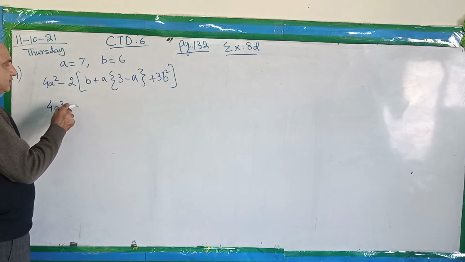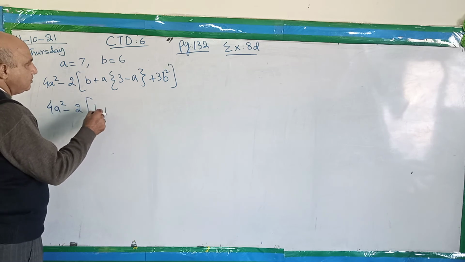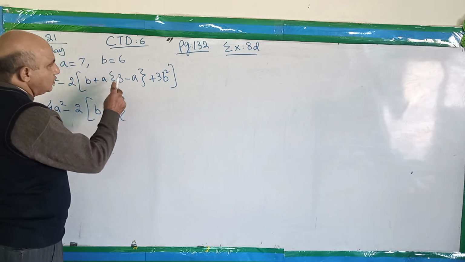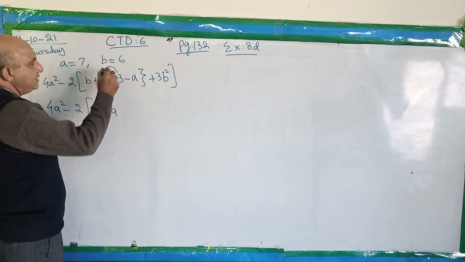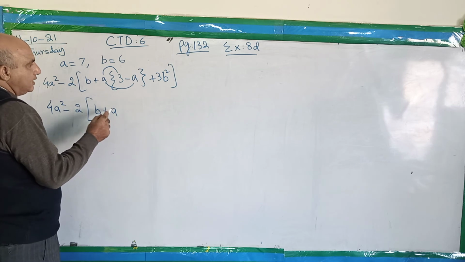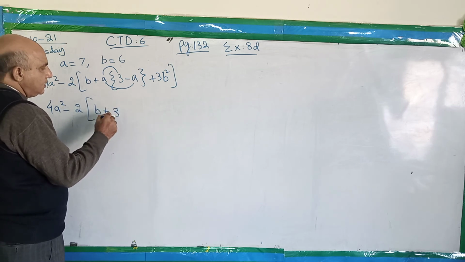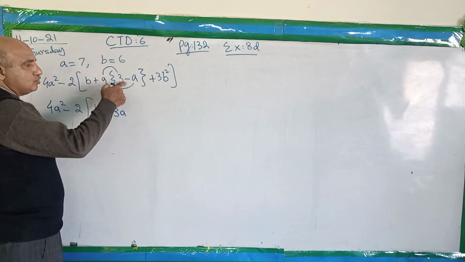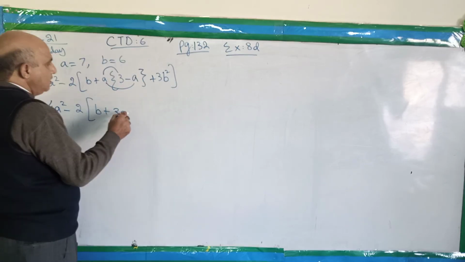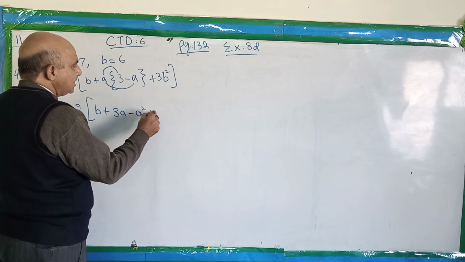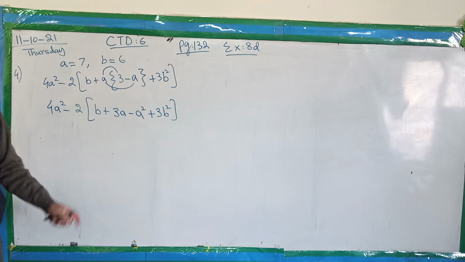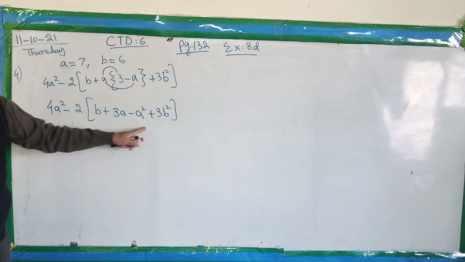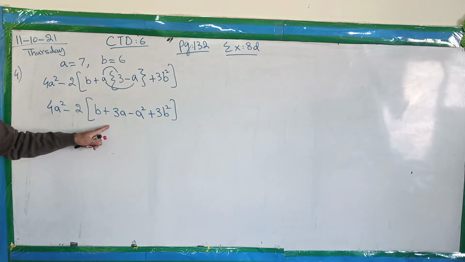4A square minus 2 B plus A. Now we'll open this. So what happens is that we'll multiply A by 3, then A by A. So A into 3 is 3A. There is a positive sign outside the bracket, so no sign will be changed. Minus A square plus 3B square, right? Now we will solve this bracket inside if possible. If it is not possible, then what we'll do? Let's start.